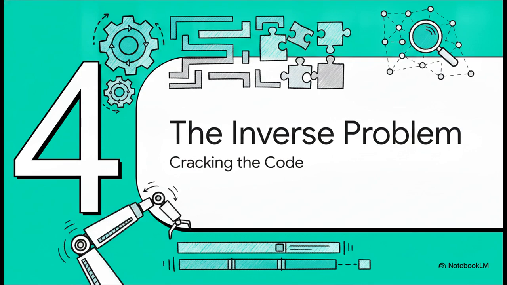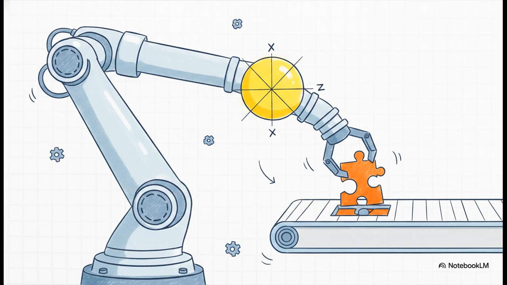Section 4. Solving the inverse problem. Cracking the code. How do engineers actually solve this massive reverse engineering puzzle? Well, our first tool is the analytical solution. This is a closed-form direct math equation that spits out the exact joint angles. It's incredibly fast and highly precise. But there's a huge catch. It only works on very specific, standard physical geometries.